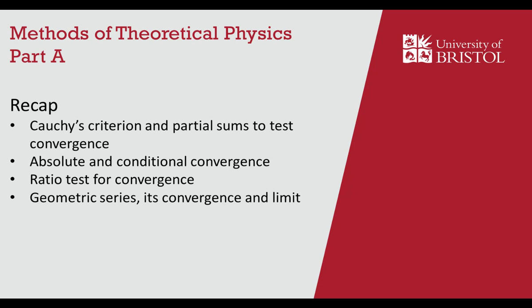To recap what we covered in the previous video, we looked at Cauchy's criterion and partial sums and how they can be used together to test for convergence. We looked at the difference between absolute and conditional convergence for a series. We looked at how to apply the ratio test for convergence. And finally, we looked at geometric series, its convergence and its limit.